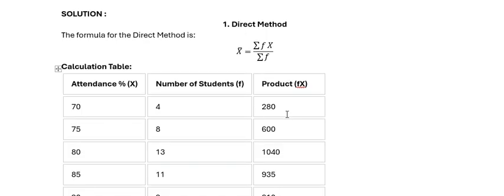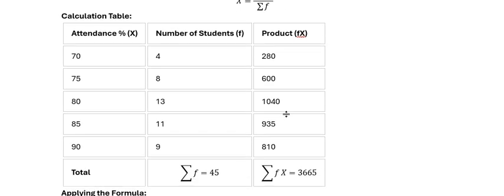Here is the first method. We are going to use the direct method. For this we are going to use the same formula, that is mean, denoted as x bar, is equal to sigma fx upon sigma f. So the same table we are going to take, the calculation table. Attendance as per the question we take 70, 75, 80, 85 and 90, and the number of students here are 4, 8, 13, 11 and 6.